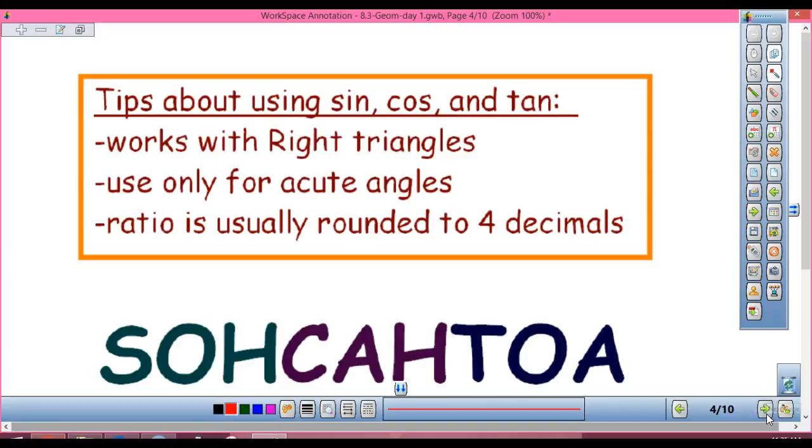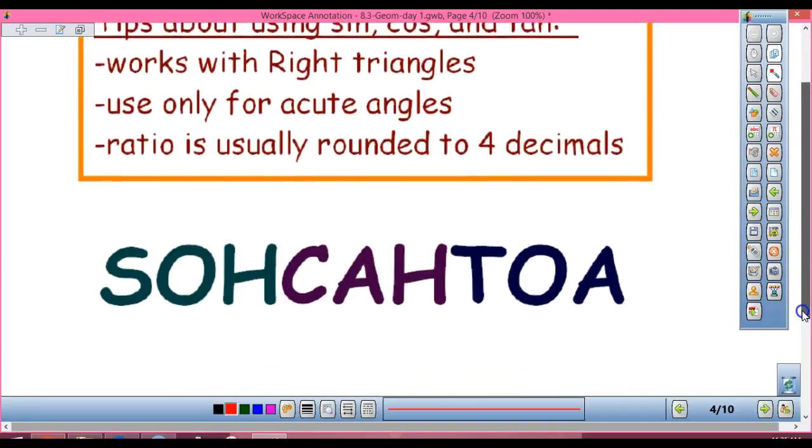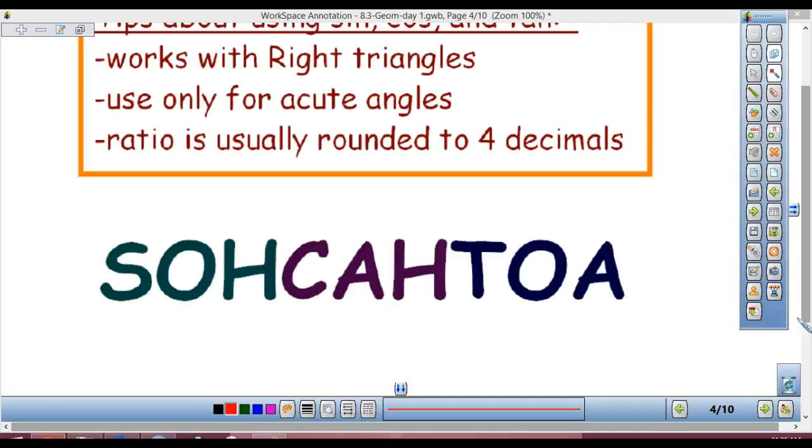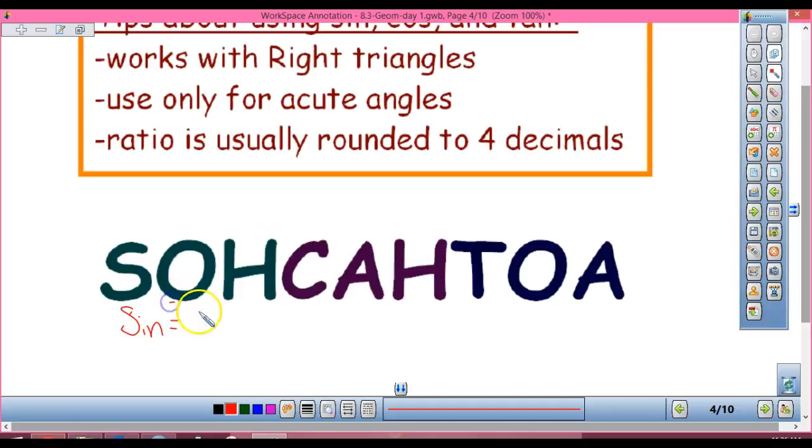Okay. How on earth are we going to remember? You'll hear this over and over and over again for probably the rest of your life. So, SOH CAH TOA. Okay? That is your acronym for remembering how to find these. So, sine equals opposite over hypotenuse. So that's the SOH part. Sine, opposite over hypotenuse.